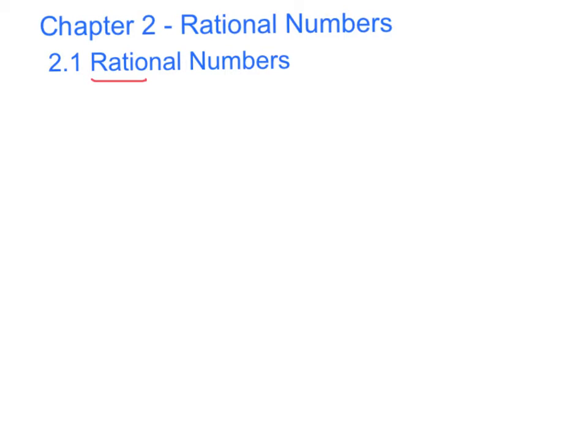behind it. The word rational comes from the word ratio. Recall that you can write a ratio using fraction notation. For example, if you sleep for 8 hours in a day, then the ratio of your sleeping time to the total number of hours in a day can be written as 8 hours divided by 24 hours because you're sleeping 8 hours in a day.